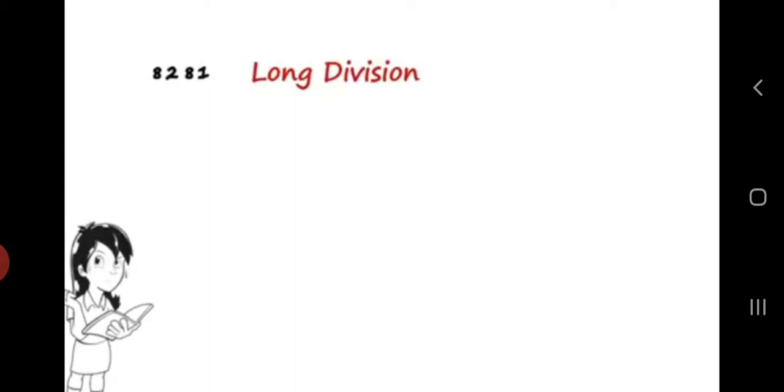In our previous class, we learned the factorization method of square roots. Today our topic is to find the square root by using the division method. So let's start. Let's take a number, 8281. To find the square root of 8281, we first write the number like this.